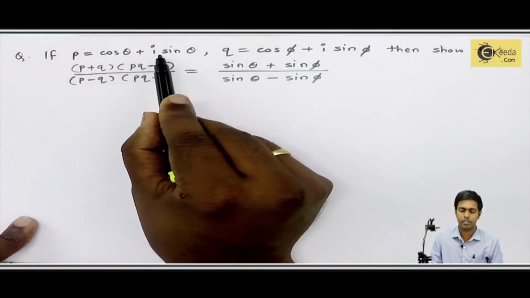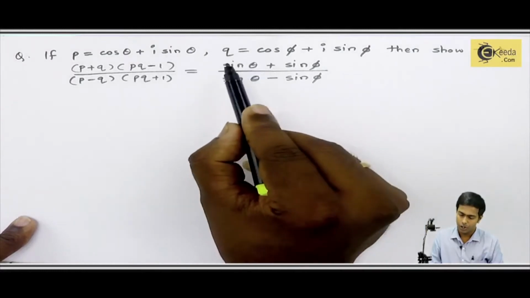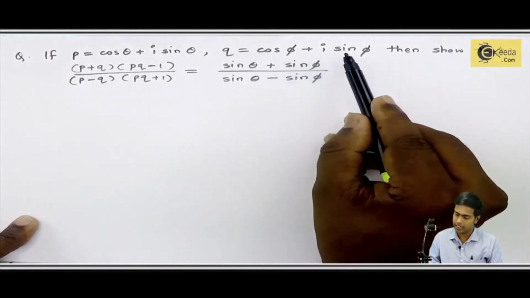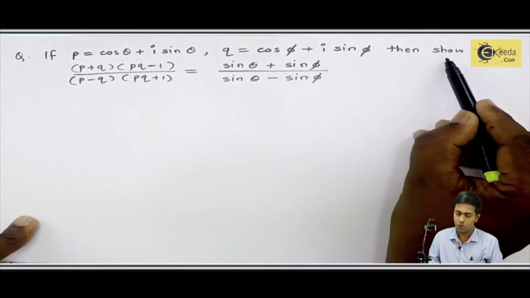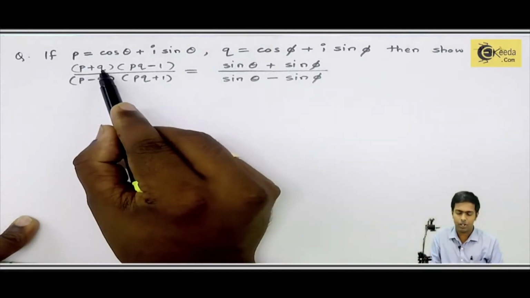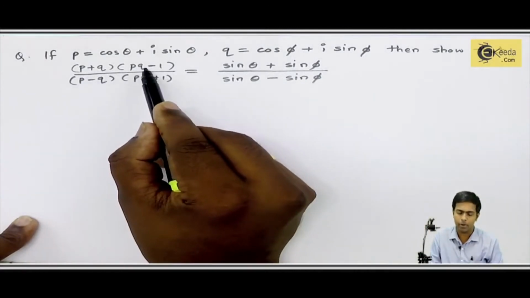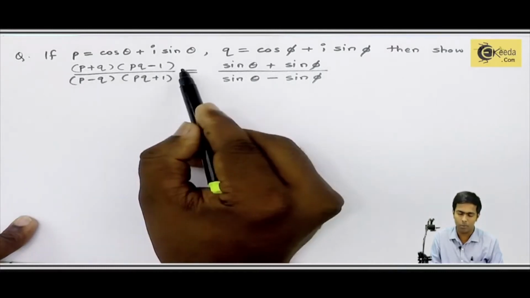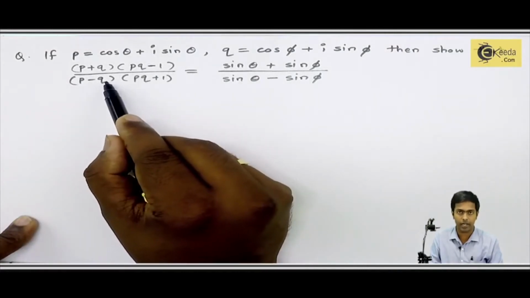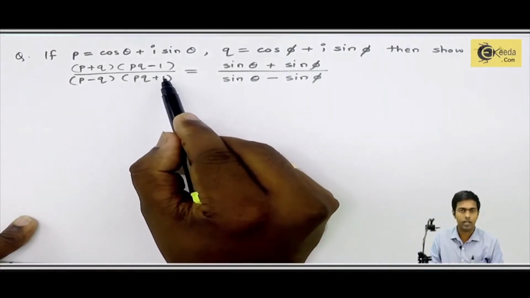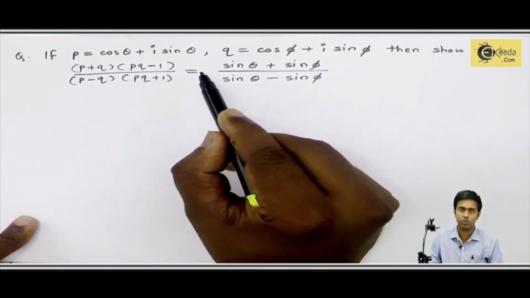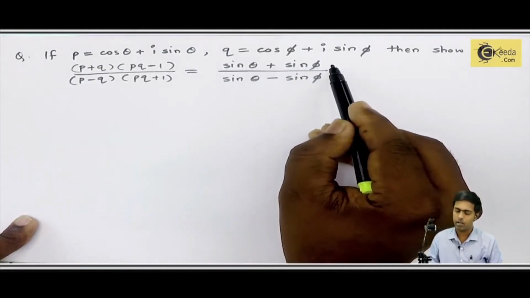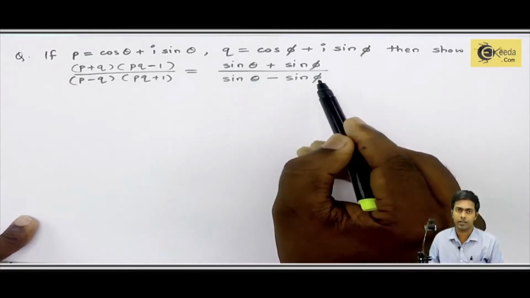P is equal to cos theta plus i sin theta, Q is equal to cos phi plus i sin phi. Then show that (P plus Q)(PQ minus 1) upon (P minus Q)(PQ plus 1) is equal to (sin theta plus sin phi) upon (sin theta minus sin phi).